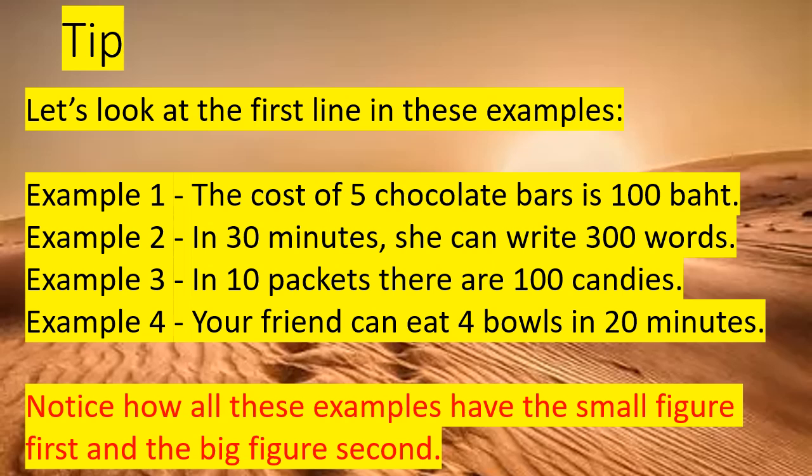Now, a tip here. Let's look at the first line in these examples. So example 1, the cost of 5 chocolate bars is 100 baht. Example 2, in 30 minutes she can write 300 words. Example 3, in 10 packets there are 100 candies. And example 4, your friend can eat 4 bowls in 20 minutes. Notice how all these examples have the small figure first and the big figure second.